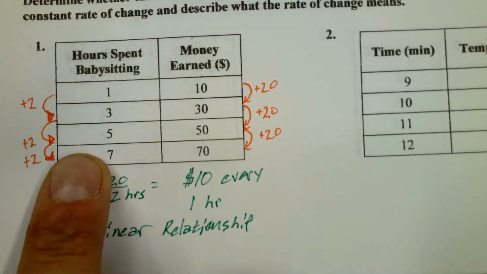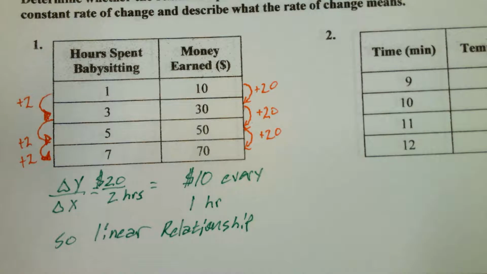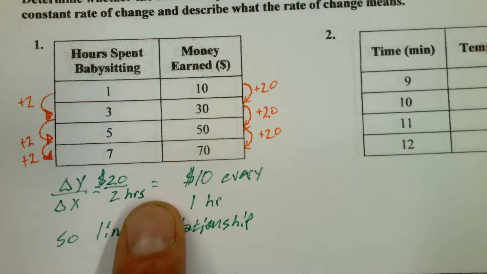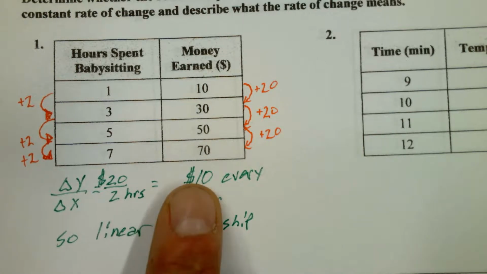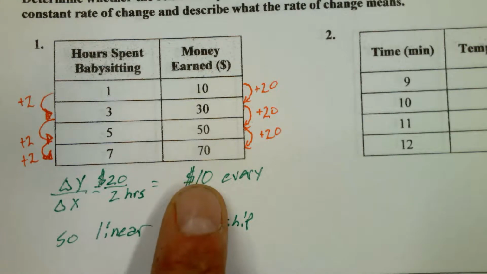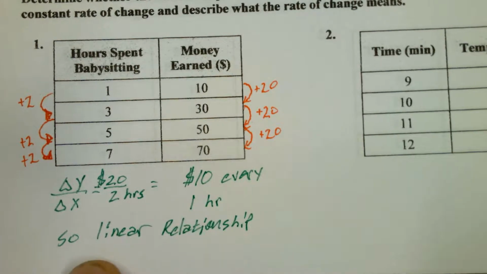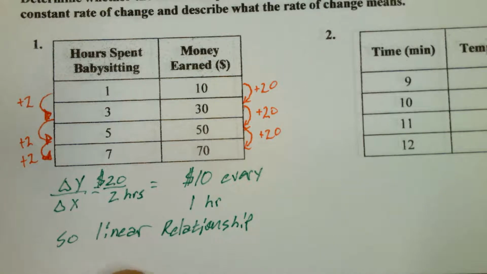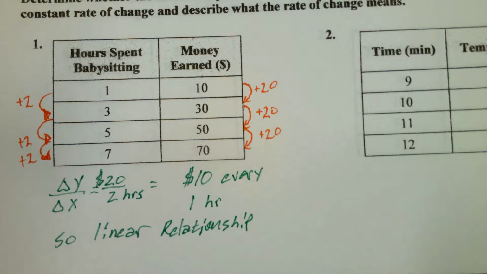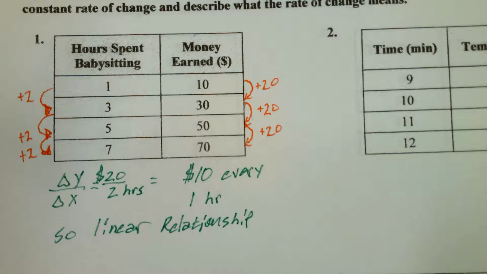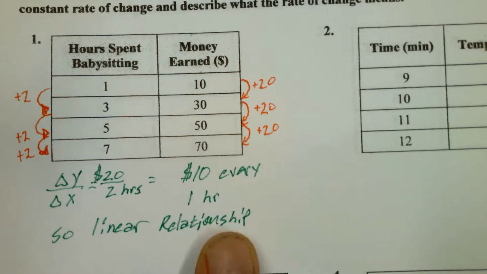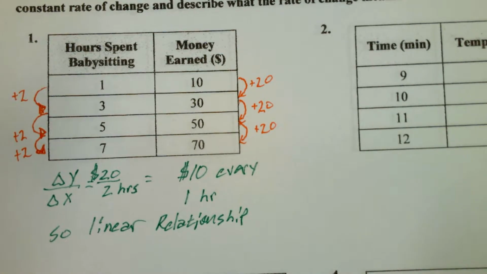So you're going to check the change. And in this case, it is because we get $20 every 2 hours. So if we reduce that to a unit rate by dividing, it's going to turn out to be $10 every hour. And because we did find a constant rate of change, we say it's a linear relationship. If we don't find a constant rate of change, obviously it's not a linear relationship. So that's the two things you're answering. Yes, it is because here's a rate of change. No, it's not because there is no constant rate of change. And make sure if there is a constant rate of change, figure out the unit rate.